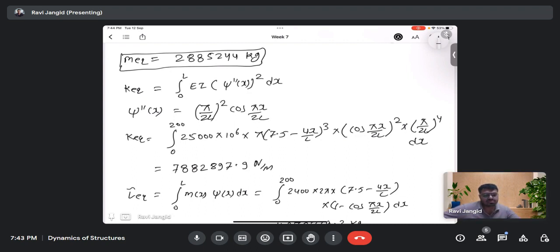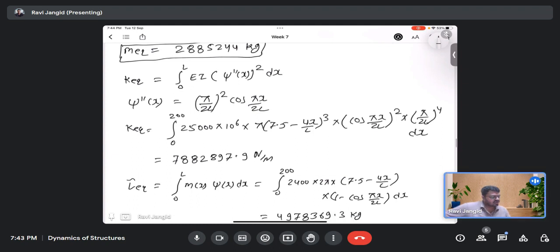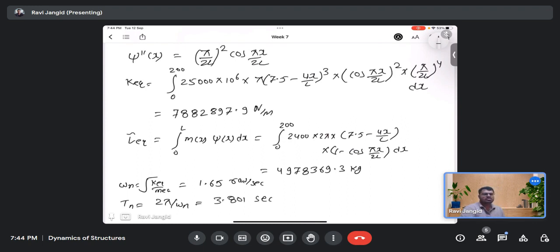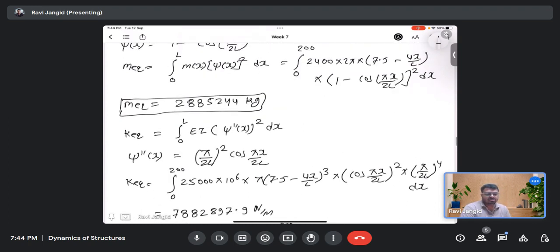1.652 radian per second. Okay, so this is the omega n, yes, root of k by m. So that will be coming out to 1.65 radian per second. Similarly, time period we can calculate as 2 pi by omega n. So that will be coming out to be 3.801 second.